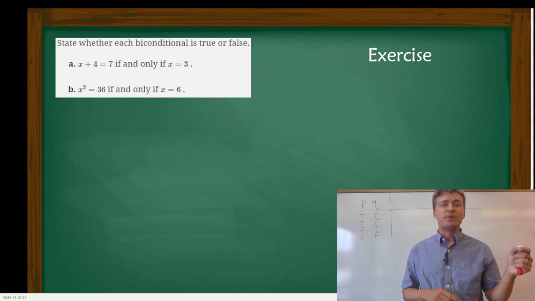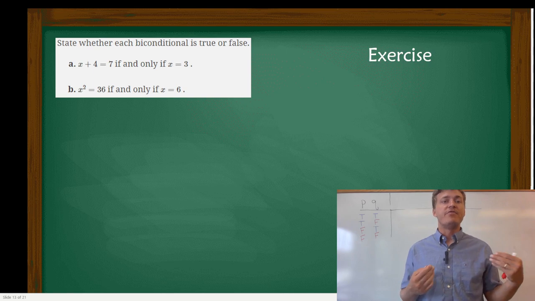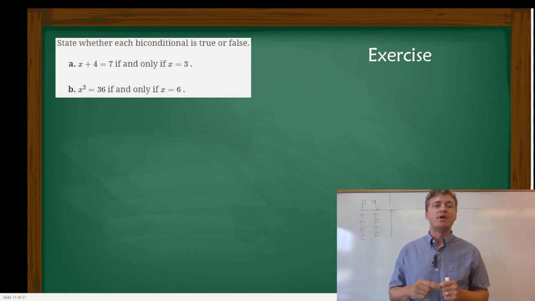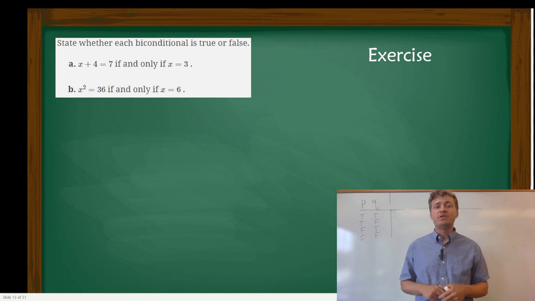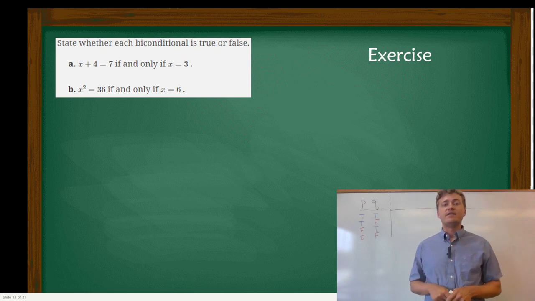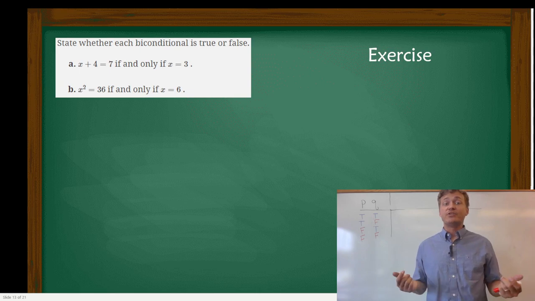If x plus 4 equals 7, then x equals 3. Likewise, if x equals 3, then x plus 4 equals 7. Let's read left to right first. If x plus 4 equals 7, then x equals 3. Well, that's true because there's only one solution to that equation, and that equation's solution is 3. Likewise, if x equals 3, then x plus 4 equals 7. Well, we see that if we take 3 and plug it into x, 3 plus 4 is 7. So part A is true.